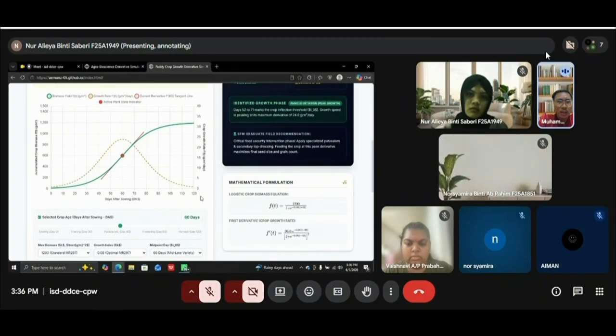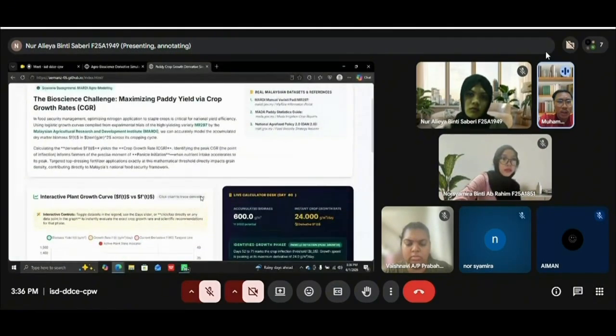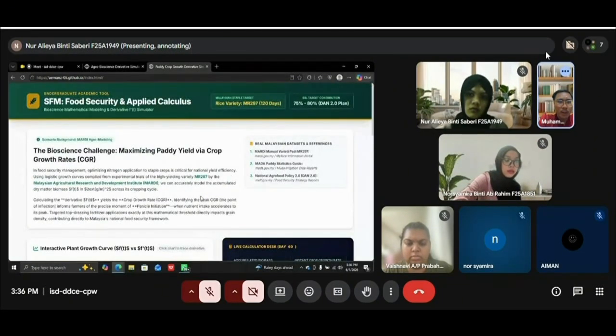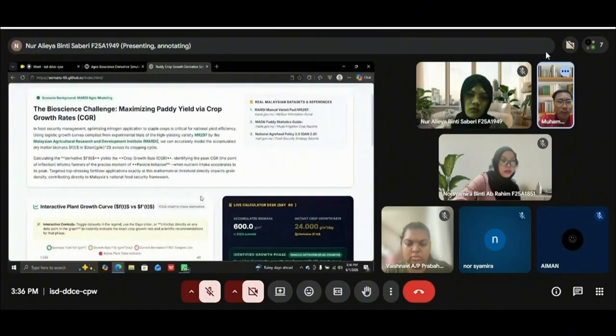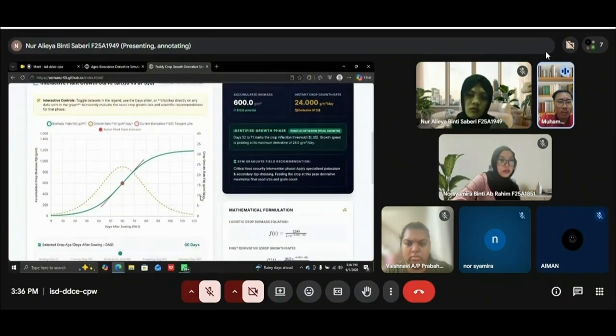Next is active tillering acceleration, days 35 to 51. Growth velocity climbs rapidly as solar absorption optimizes. This is the time to apply primary urea to feed active stem division.